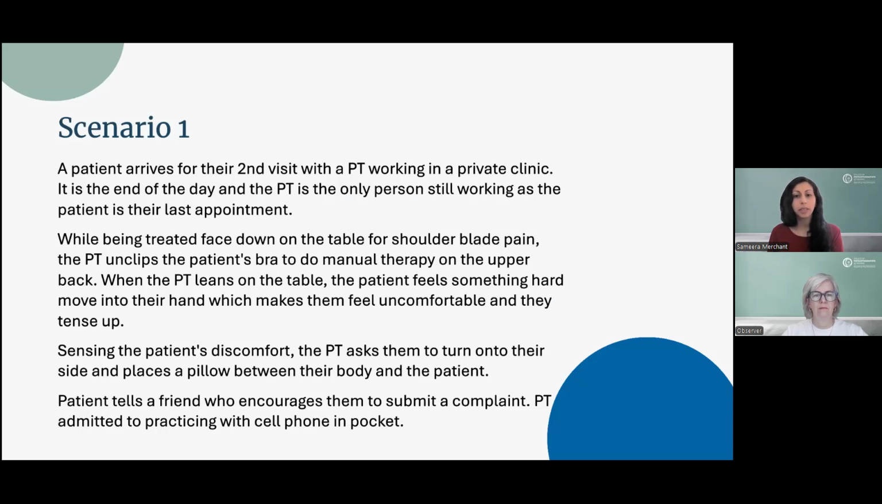The physiotherapist explains to the patient that he will begin by mobilizing their shoulder blade and unclips the patient's bra. He then leans against the side of the table as he works on the patient's upper back area. The patient, being face down with their arms by their side, feels something hard move into their hand, feels an immediate sense of danger, and tenses up.